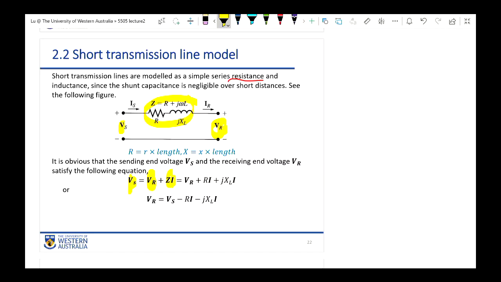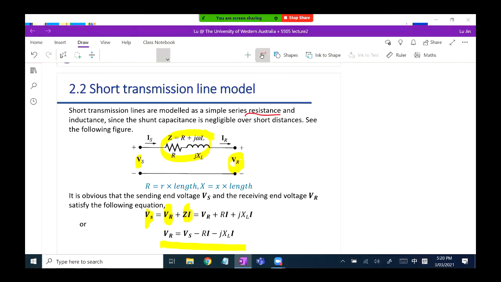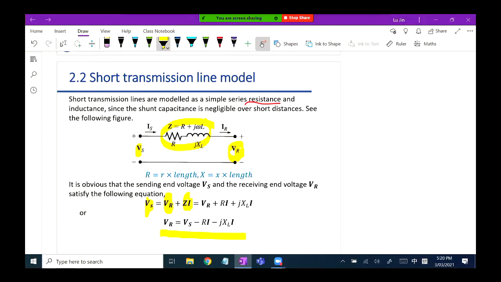If you want to view this from the viewpoint of the receiving side voltage, we can say VR is equal to Vs minus R times I minus jXL times I. I think everybody has already got TAD and MTAD as well. The time is good for us to finish now, and this is just sufficient for our start in chapter 2. In our lecture next week, we are going to keep discussing the next part of chapter 2.